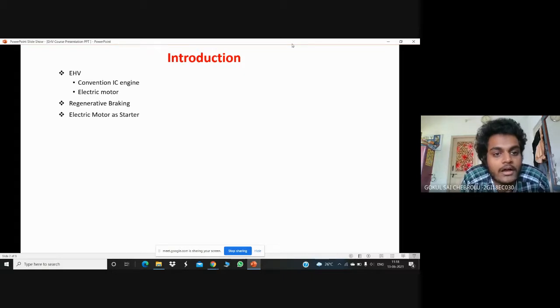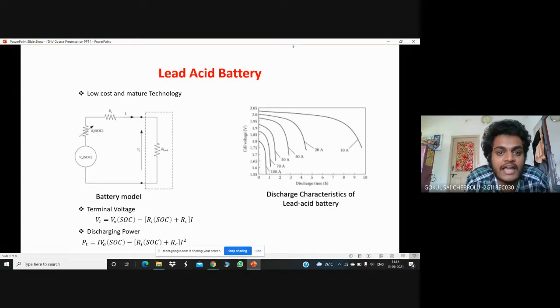That's why we are using a mild electric hybrid drivetrain. It is nothing but placing a small motor behind the IC engine. In a mild electric hybrid vehicle, the electric motor works as a starter, and it also operates as a generator. It will convert the braking energy into electric energy. And for this design, we are going to use lead acid batteries.